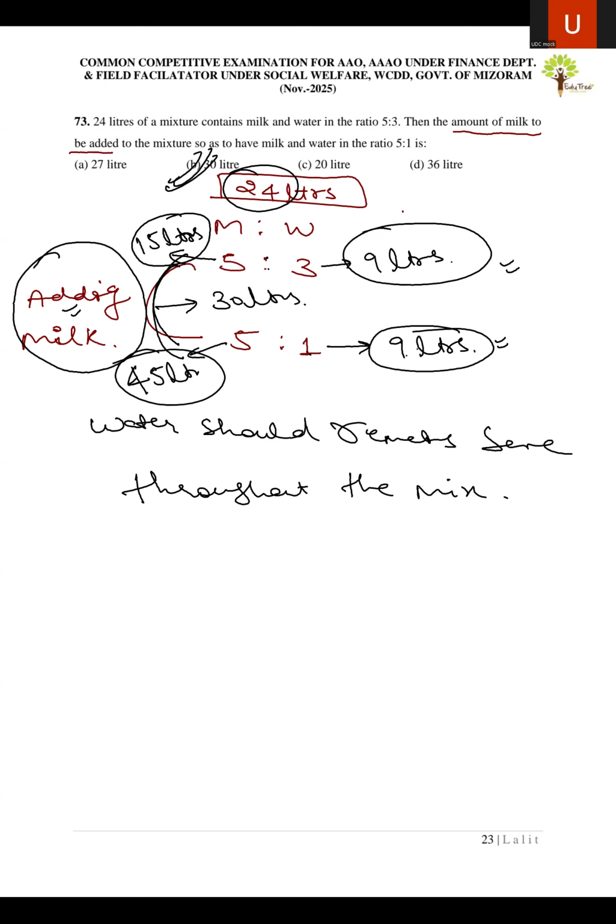If you cannot solve it by this, then you can simply solve it like this. 15 liters of milk is there. 9 liters of water is there. What are they adding? They are adding milk. Let us say X. And its ratio becomes 5:1. That's it. Very simple. So 15 plus X equals 9 times 5, 45. X equals 45 minus 15. So we can say X equals 30 liters.